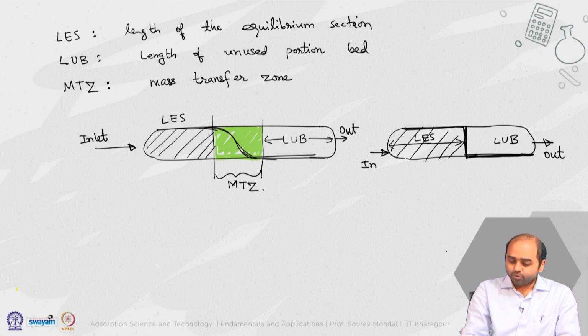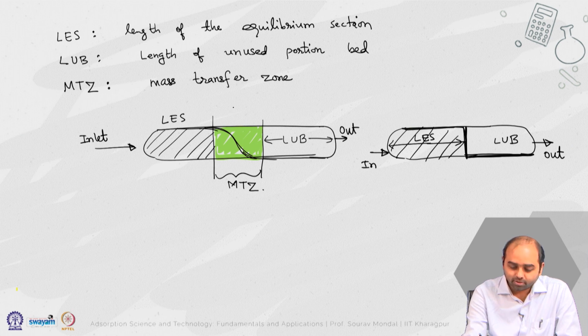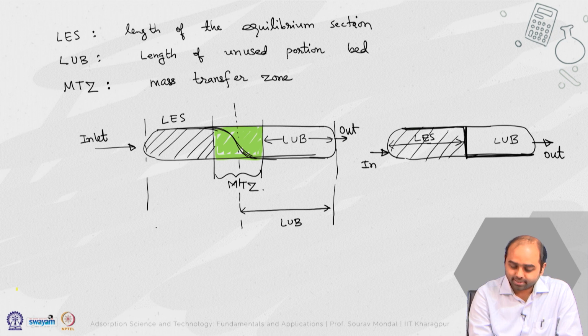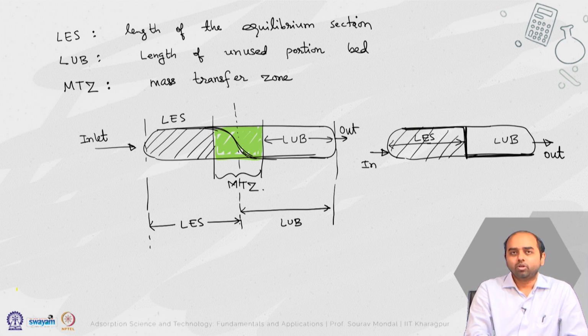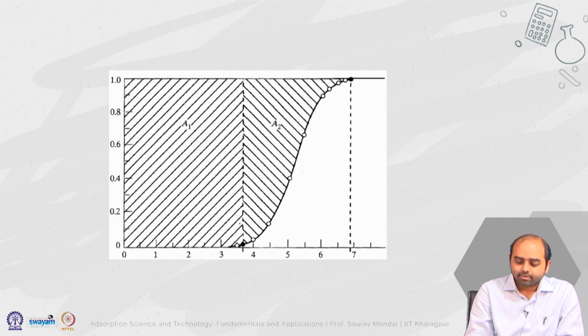So, let us try to use this idea that in the case when the mass transfer width is non-zero, there is a finite width, we consider halfway in between. From that half, we consider the remaining portion of the bed on the downstream side as the unutilized portion, and on the upstream side of the inflow is considered as the equilibrium section. Now, let us try to look into an example problem, and as this is best understood with the help of an example.